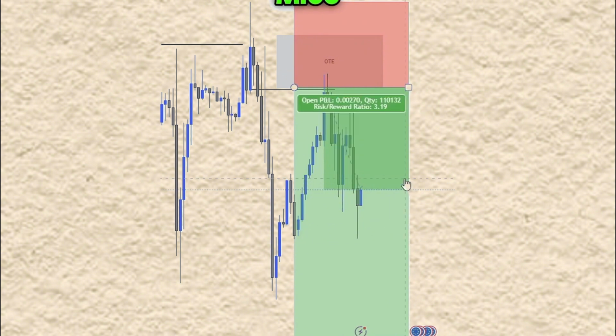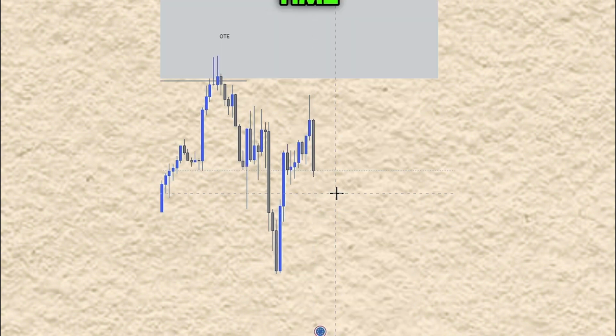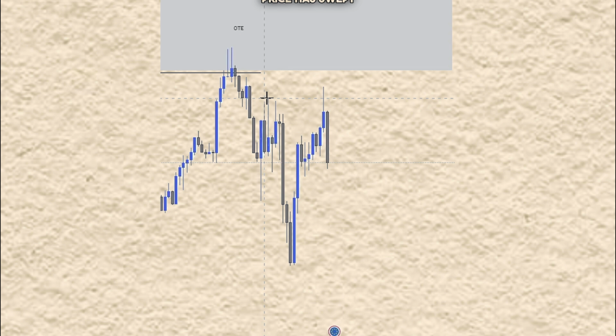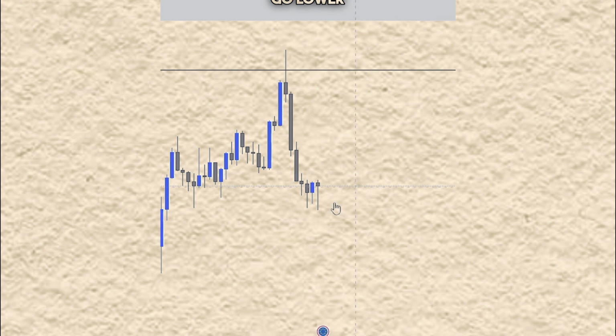But let's say you miss this entry, you then need to go to a smaller time frame. As you can see, price has swept above this liquidity at the start of the New York session and displaced lower. So all I'm going to do now is go to a smaller time frame and wait for a reaction once again to go lower.